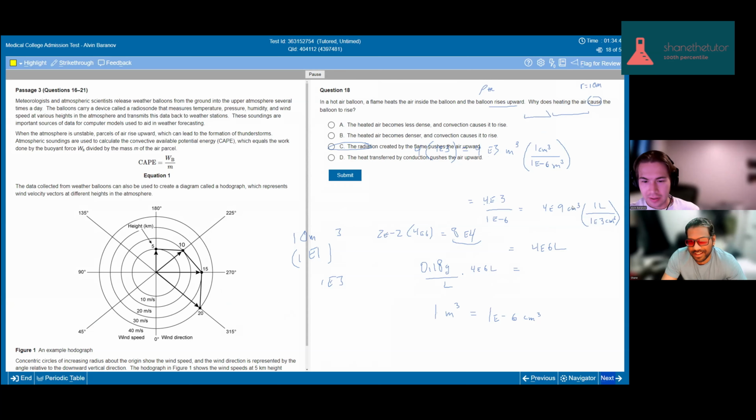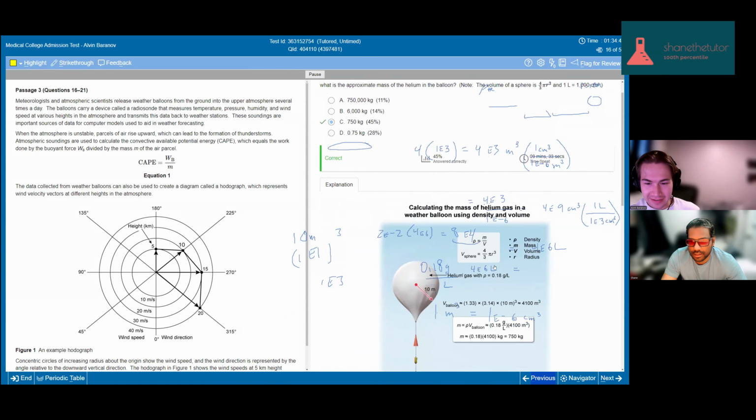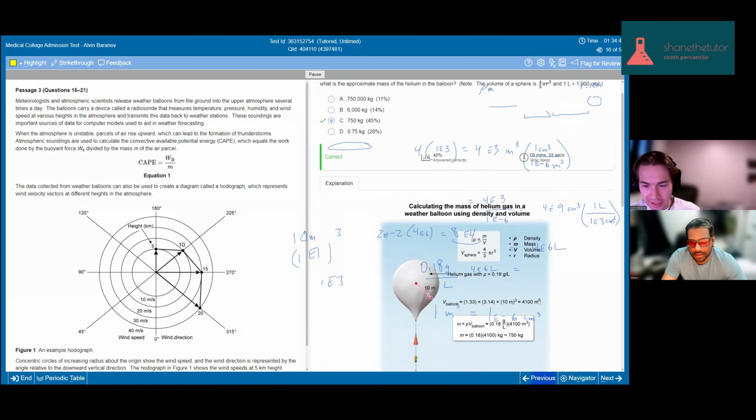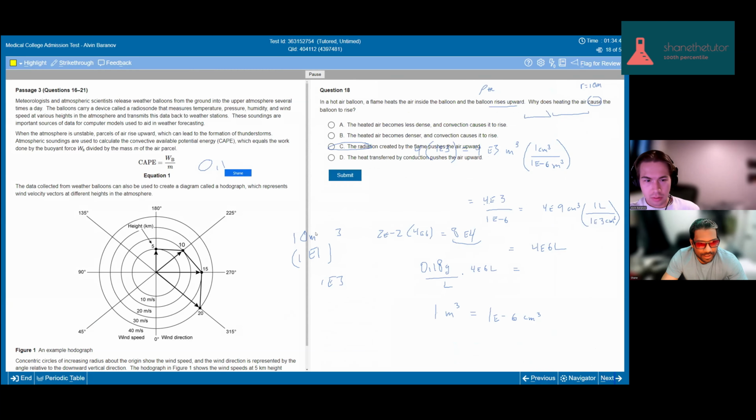No. Hold on. Where'd you get 2e negative 2 from? Oh no, so the 0.18 grams per liter, I just put it into 0.2. Oh, okay. But the main thing that I was doing wrong the first time around was this calculation.